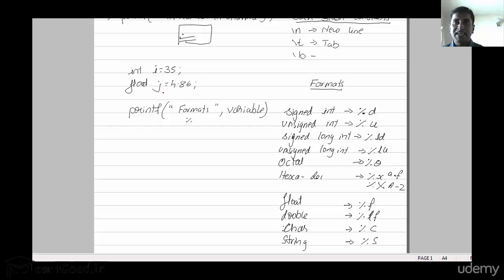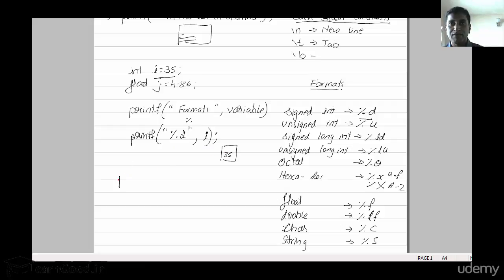Now if I take an example, I want to display this I value, whose value is 35. In that case, the printf can be written like this. I is of type signed short int, so the signed short int format is percentage D. You have to give percentage D, close the quotes, and then give the variable name, that is I. Wherever you have given percentage D, at that position it will display 35.